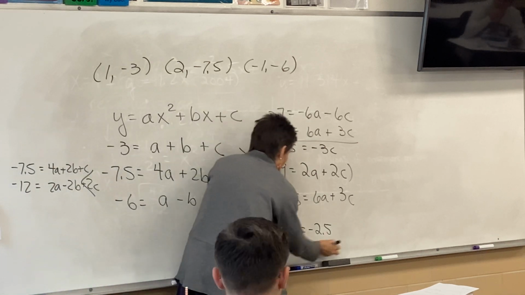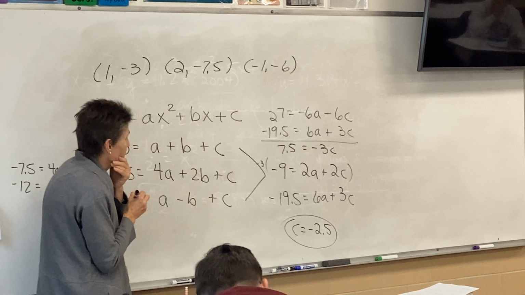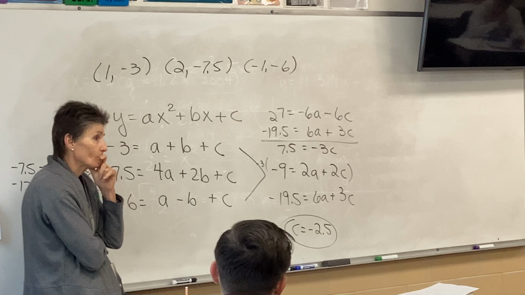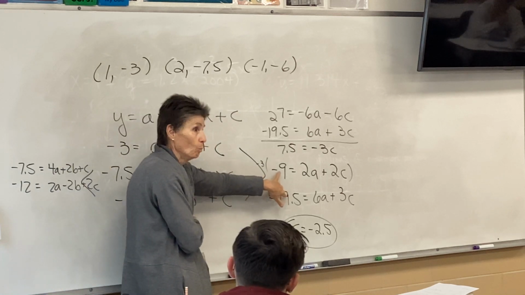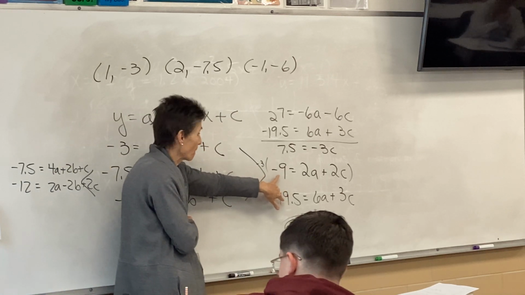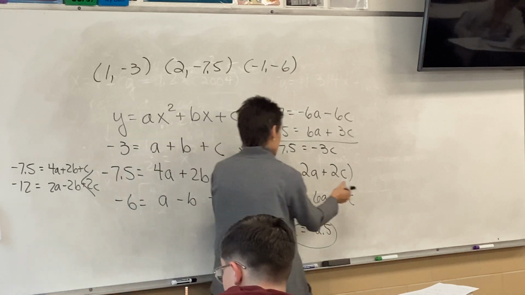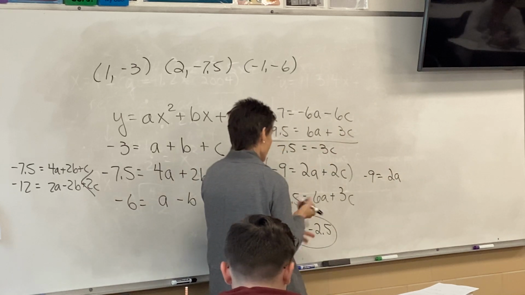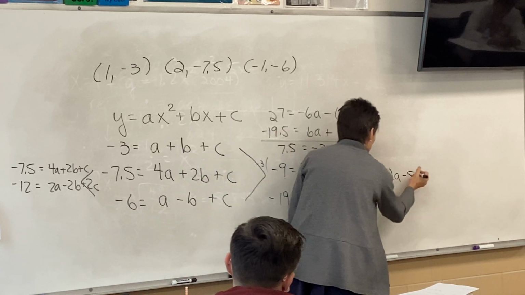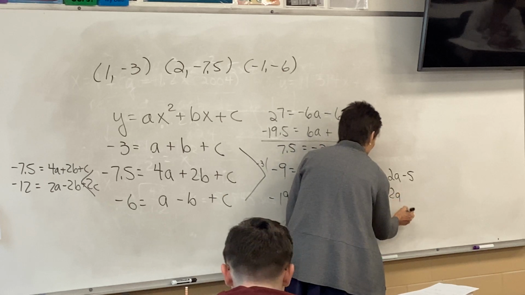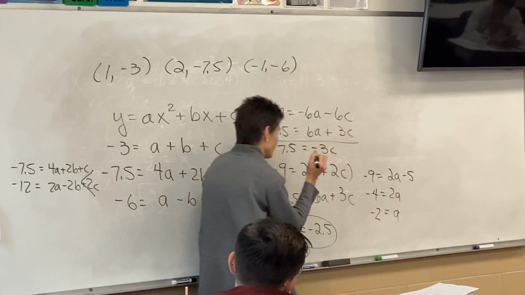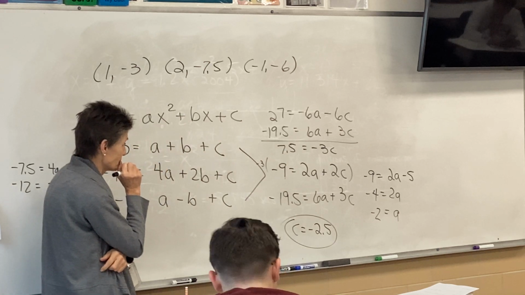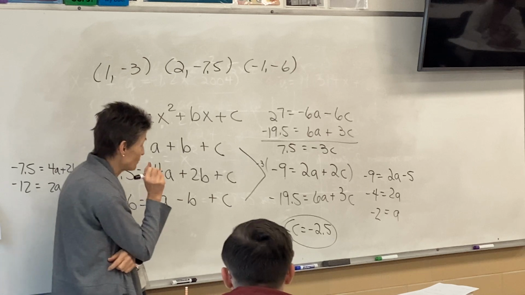Alright. Almost there. Now what? Plug in negative 2.5 to the top. One of these guys, right? One of these. So it doesn't matter. So let's see. Negative 9 equals 2a minus 5. I got negative 2, is that right?